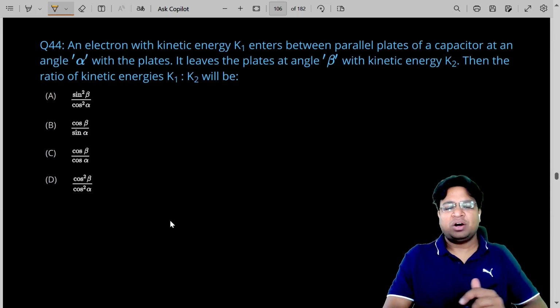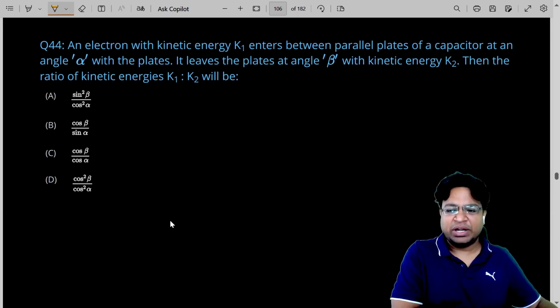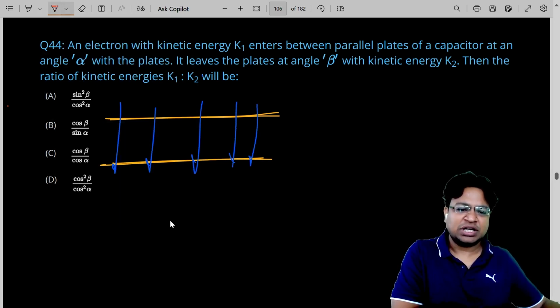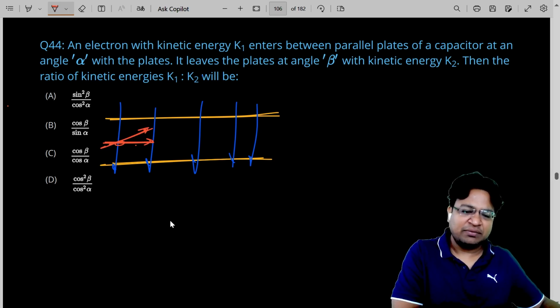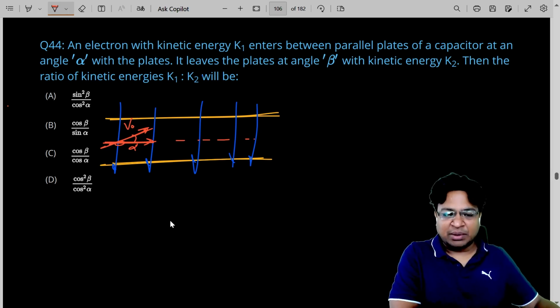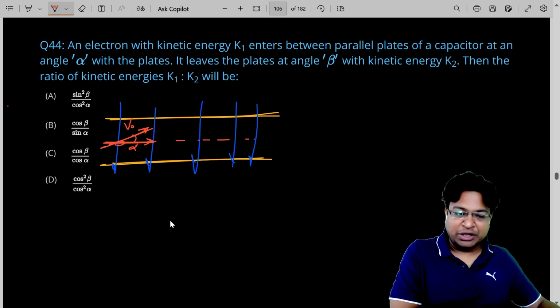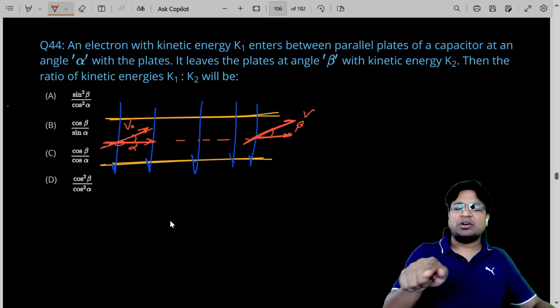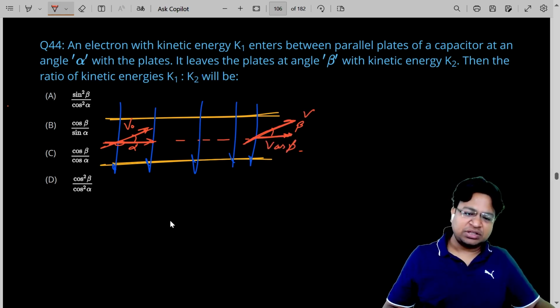All right. Now, question number 44. This question says that an electron with kinetic energy K1 enters between the plates of a capacitor. So let's say these are the plates of a capacitor, and if the capacitor plates are charged, it will have some electric field also. Therefore, when a charged particle enters, let's say it enters making some angle alpha with the plate, with a speed, let's say v naught. By the time it leaves, the component of the velocity which is perpendicular to the plates might change, and therefore there could be a change in the speed. Now the angle is beta, but what we know is that the component parallel to the plates will not change. So this has to be V cos beta, and this V cos beta has to be the same as V naught cos alpha. So V naught cos alpha is the same as V cos beta. This is what we are getting.